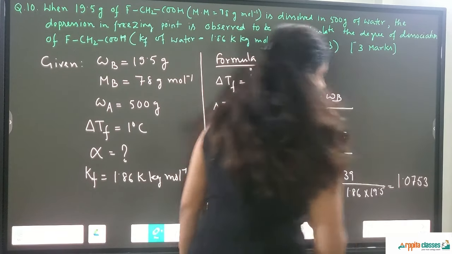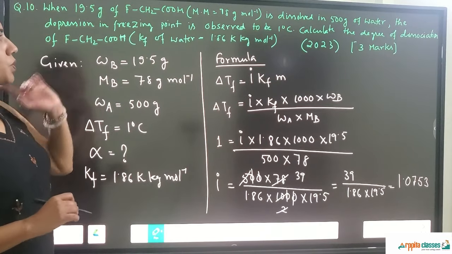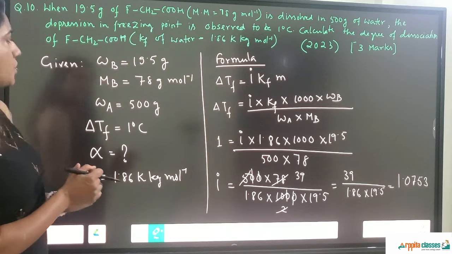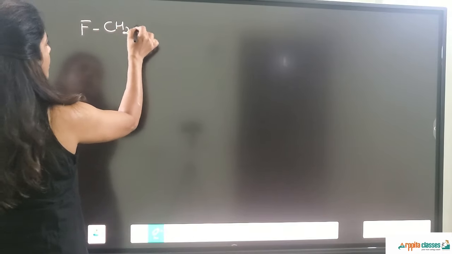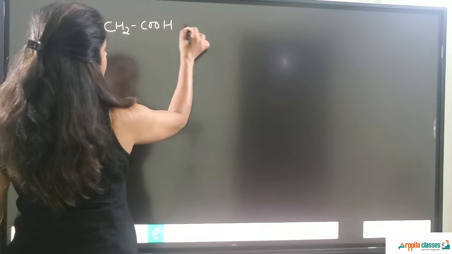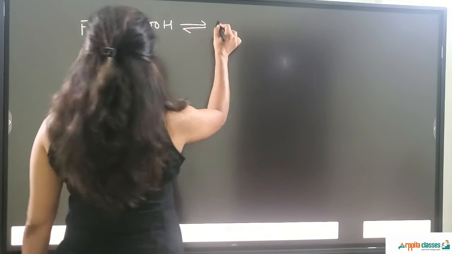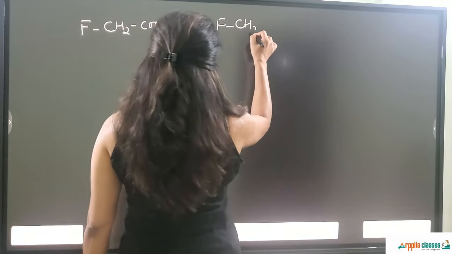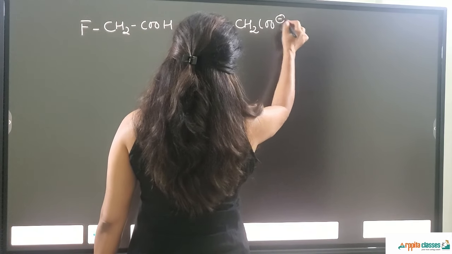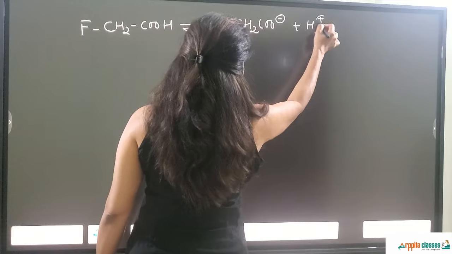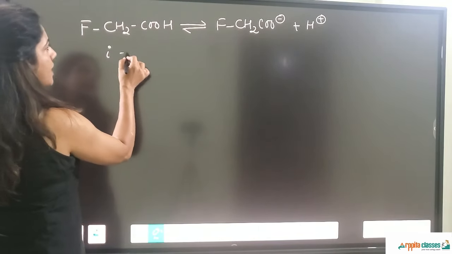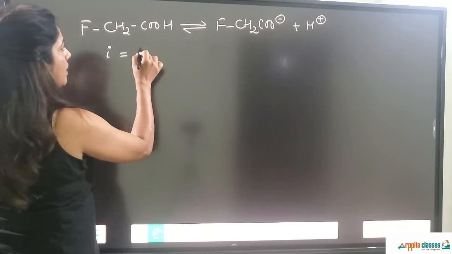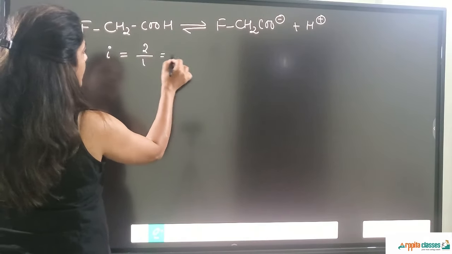1.0753. This is the value of i. Now since FCH2COOH is dissociated, we'll see how the dissociation is done. FCH2COOH is clearly an acid, so it will dissociate as FCH2COO minus and H plus. Since it is an acid, it will be liberating H plus. So from here we can see i is equal to 1 plus 1, 2 divided by 1, that is 2.